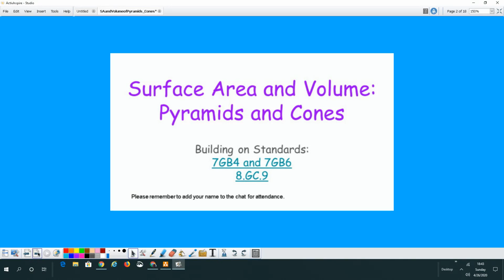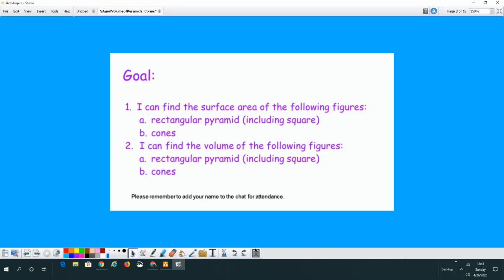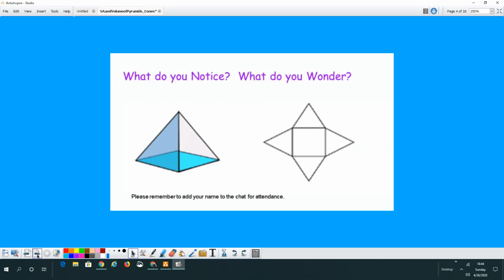Pyramids and cones. All right, our goal is to find the surface area of the rectangular pyramid and cone, and to find the volume of a rectangular pyramid and cone. We will be looking primarily at square pyramids, but it'll work for all of them. So first of all, what do we notice? What do we wonder? We might be noticing things like, hey, there's triangles here and there's squares. Those are geometric figures. What do we wonder? Why are these two together?